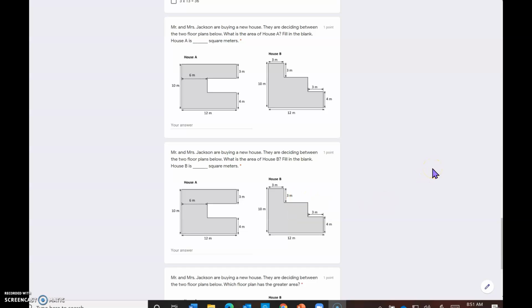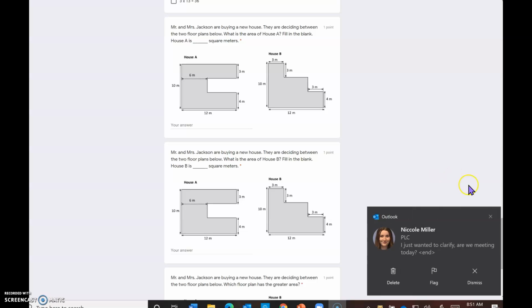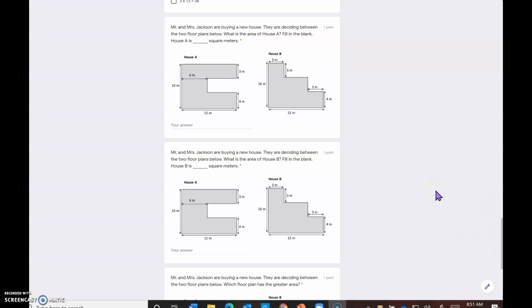The next one says Mr. and Mrs. Johnson are buying a new house. They are deciding between the 2 floor plans below. What is the area of house A? Fill in the blank. House A is blank square meters. So you need to tell me how many square meters house A is. So you're finding the total area, just the shaded part.